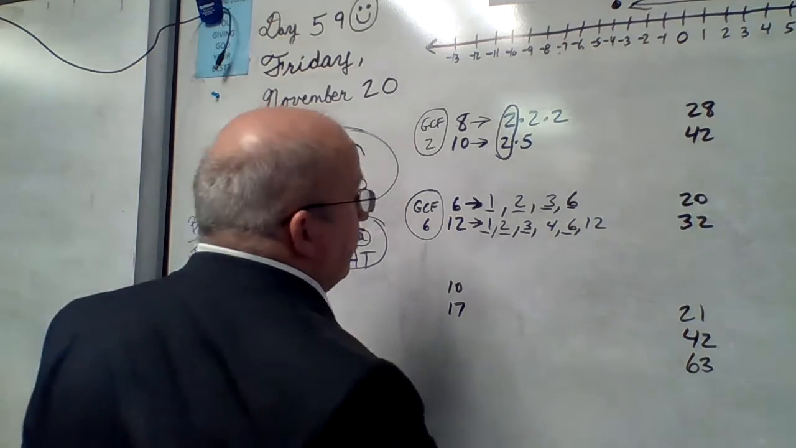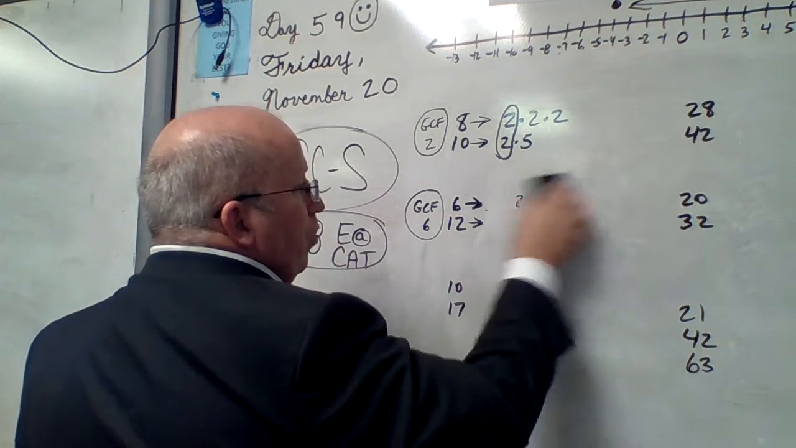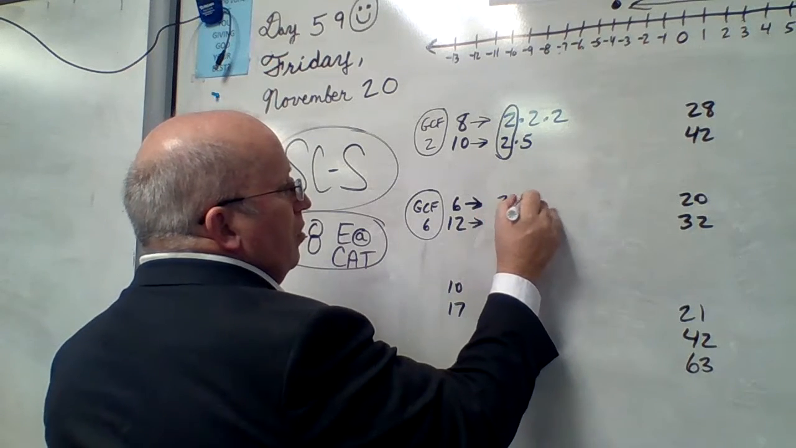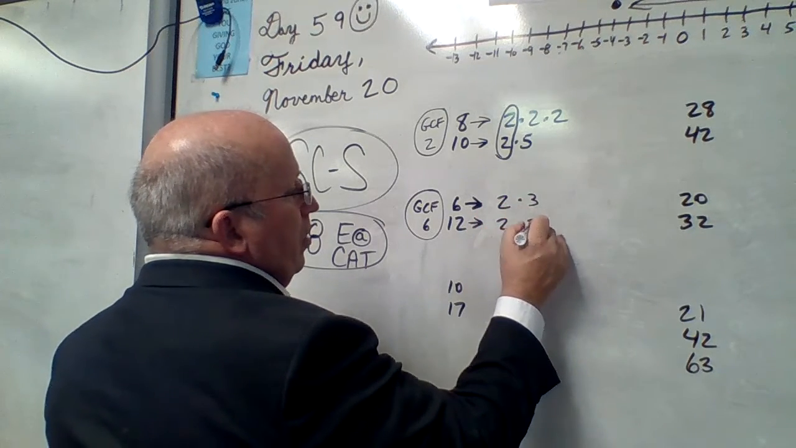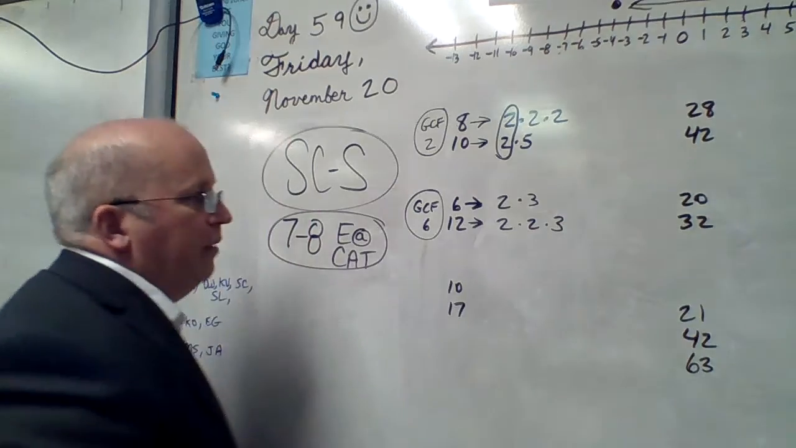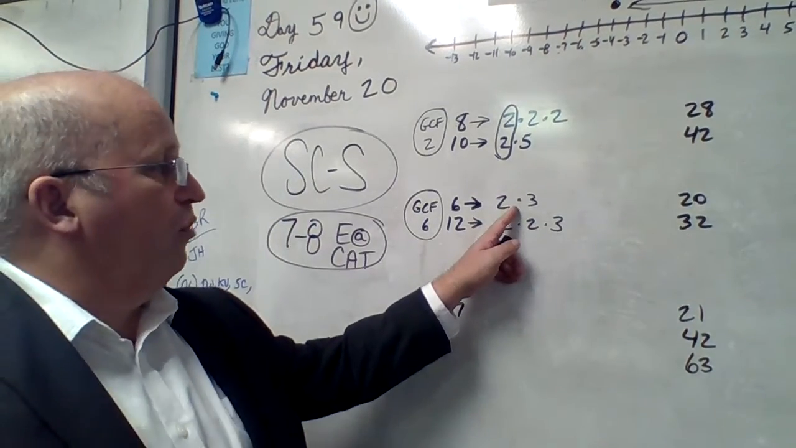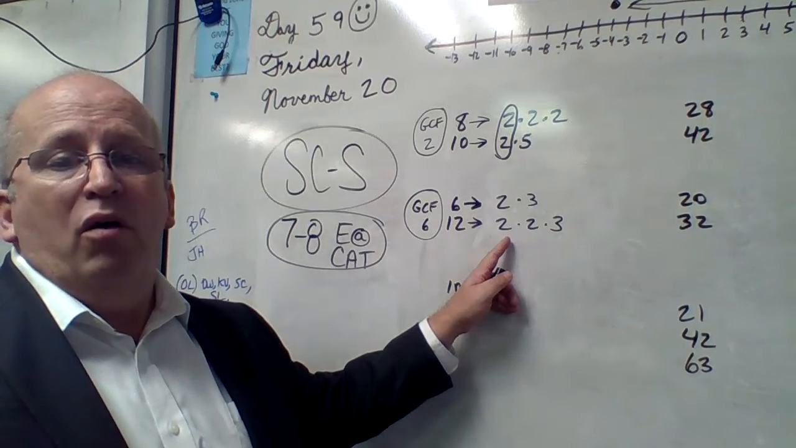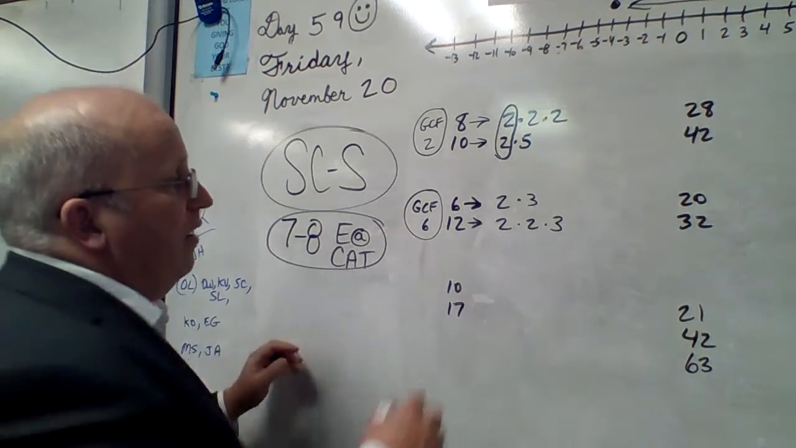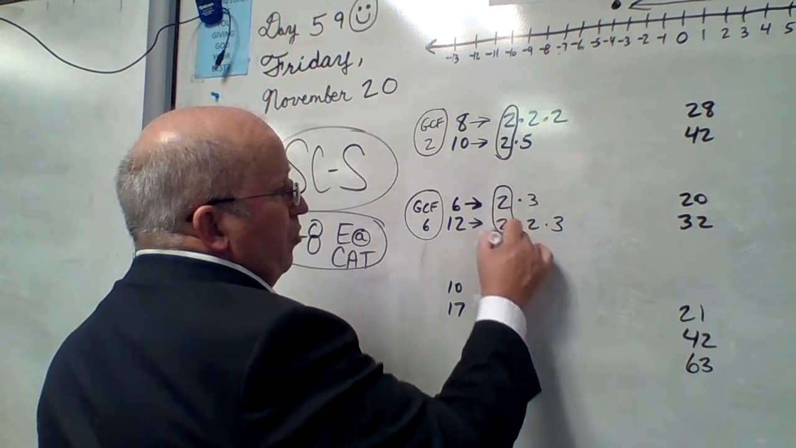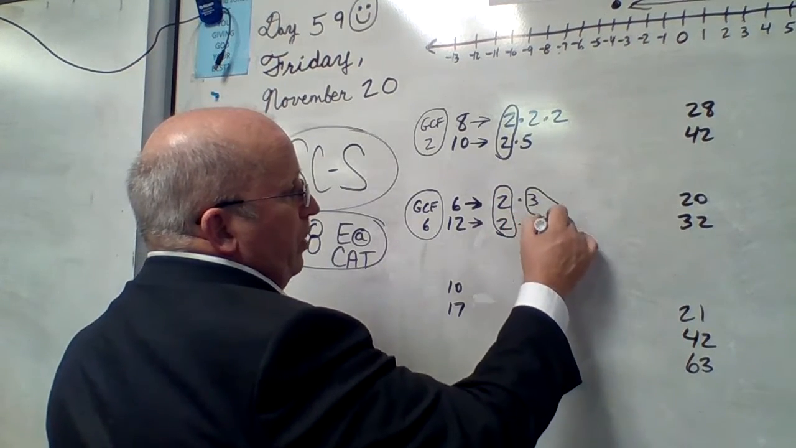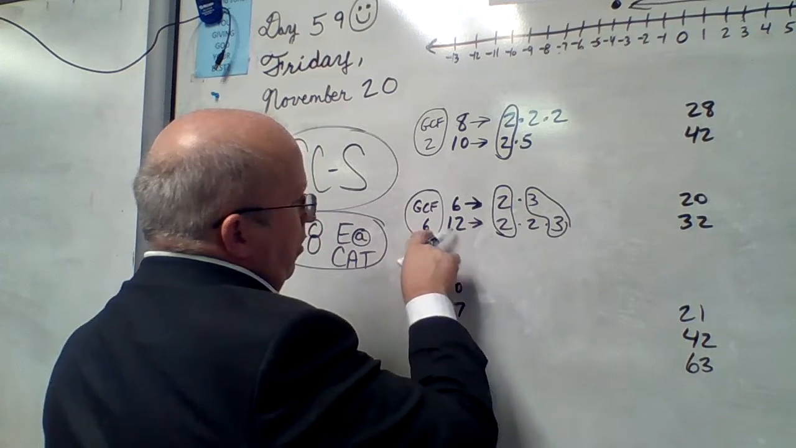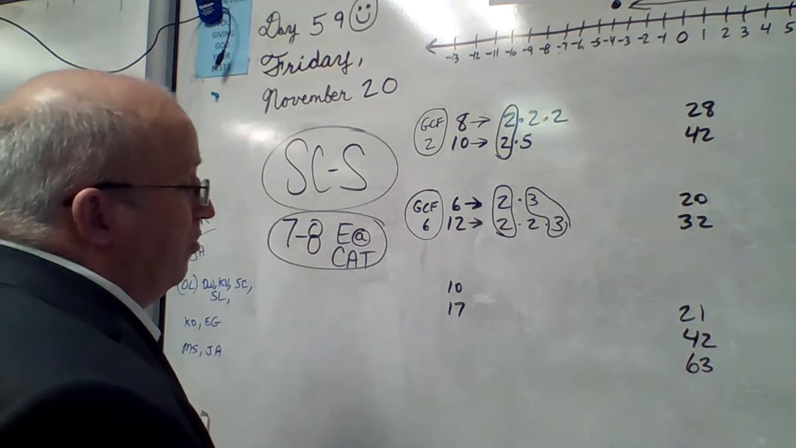I listed all the factors. Now I'm going to do it the other way. I'm going to list the prime factorization of each of these numbers. In my head, I'm doing factor trees. A factor tree for 6 would be 2 times 3, and a factor tree for 12 would be 2 times 2 times 3. What do they have in common? They have a set of 2's in common, and they have a set of 3's in common. See that? What's 2 times 3? 2 times 3, same answer. I get that same answer of 6.